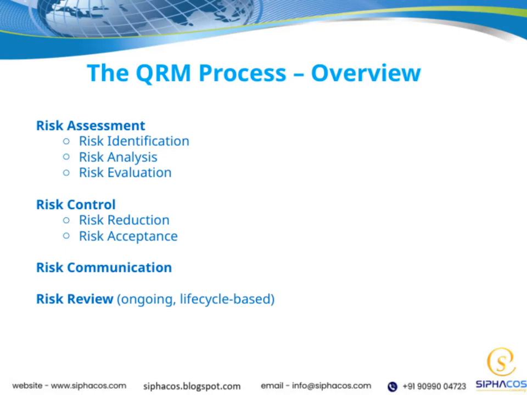Let's take a closer look at the risk assessment part of the QRM process. First, we have risk identification, which is all about spotting potential risks early on, things that could go wrong in our project or product. Once we've identified these risks, we move to risk analysis, where we evaluate how likely these risks are to happen and what their possible impact could be. This helps us understand the severity and prioritize our actions. Next is risk evaluation, where we decide which risks need immediate attention and which ones can be accepted or monitored over time. This step is crucial because it guides us in focusing our resources effectively.